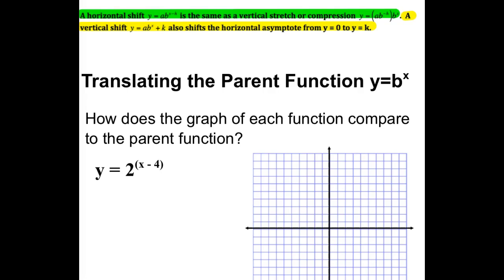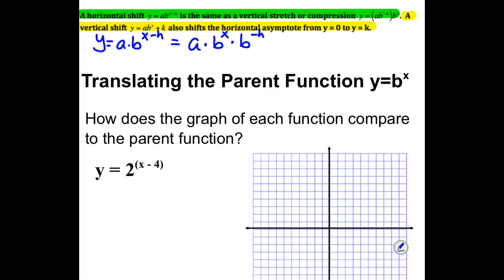All right. The next statement says a horizontal shift, y equals a times b to the x minus h power, is the same as a vertical compression or stretch. Now here's why that happens. If I start out with y equals a times b to the x minus h, that is equivalent to a times b to the x times b to the negative h. Think about that for a minute. When we have the same base raised to powers, what do we do with those powers? We add them together. If I add an x and a negative h, I get x minus h.